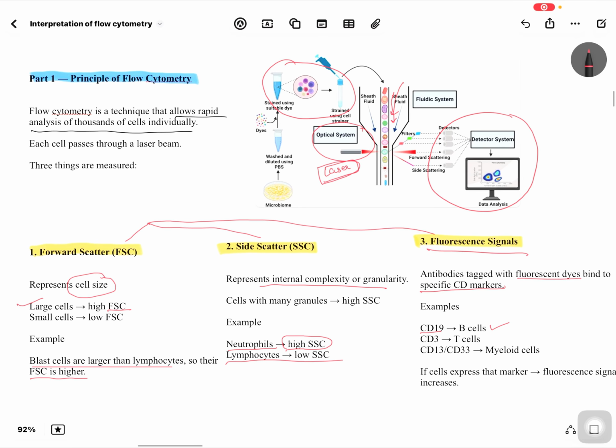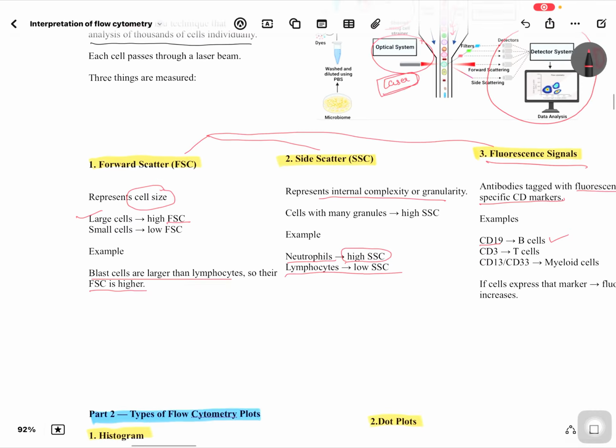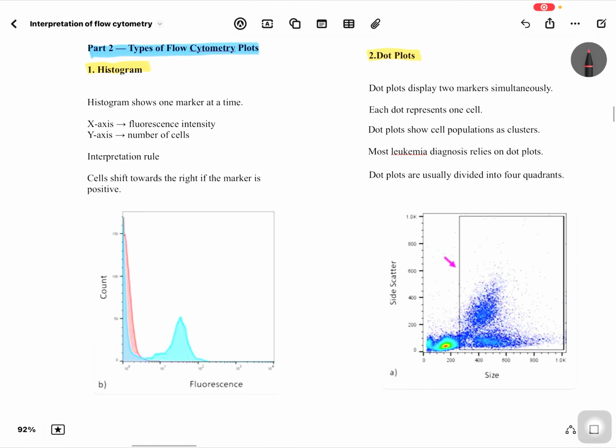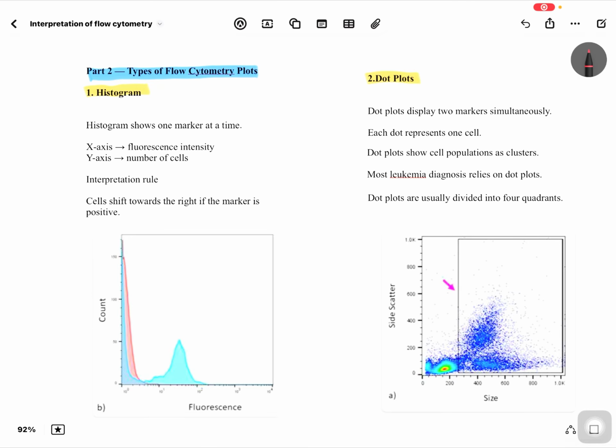In this chapter, we are only dealing with interpretation and not the flow cytometry principle as such. For the principle and mechanism of action, we can see that in some other video. So, focusing on the interpretation only. There are two types of flow cytometry displays. First is the histogram and second is plots. These are the most commonly used.